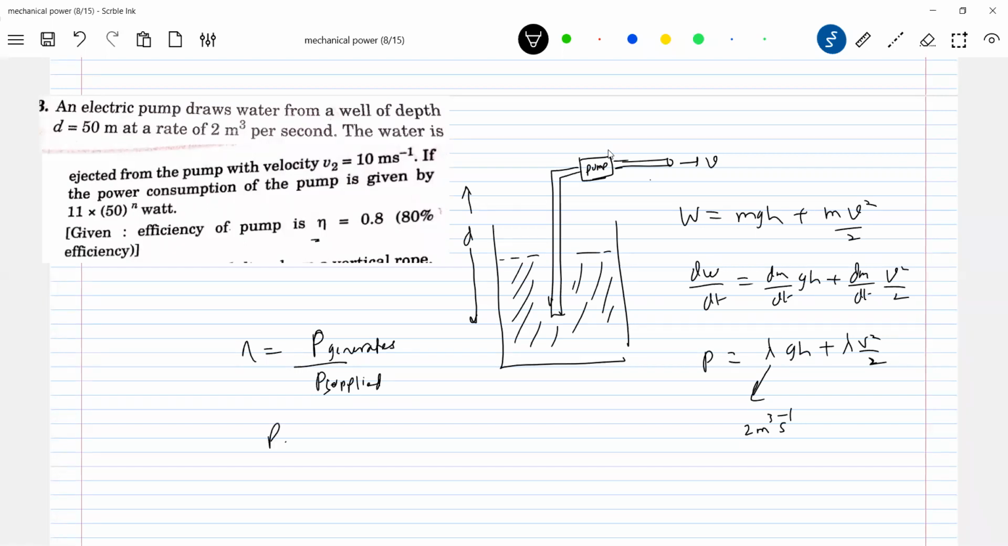So therefore, what is the power supplied? Now we can do one thing. If the power consumption of the pump is given by, the power consumption is telling. So I think this is, let me write here like this. So what is the power consumption? Equal to power generated divided by the efficiency. What is this P? This P should be power generated.